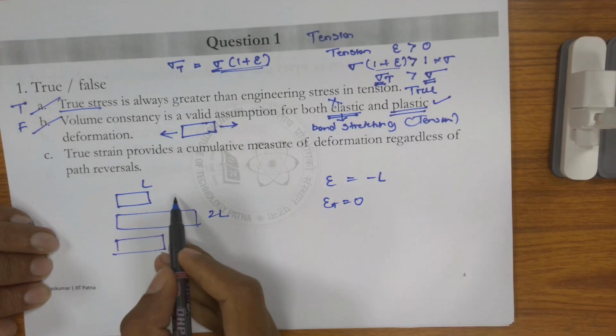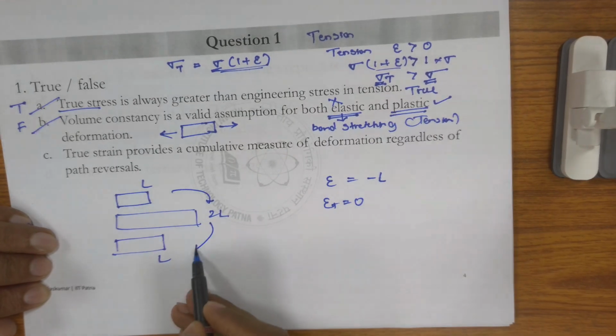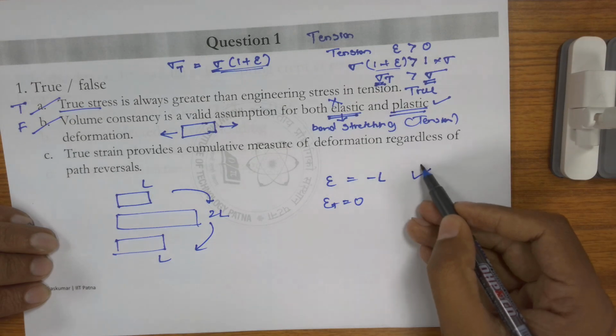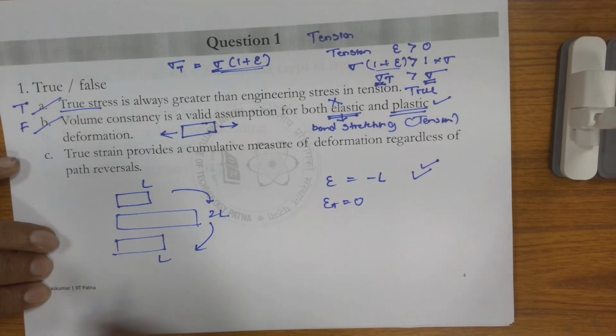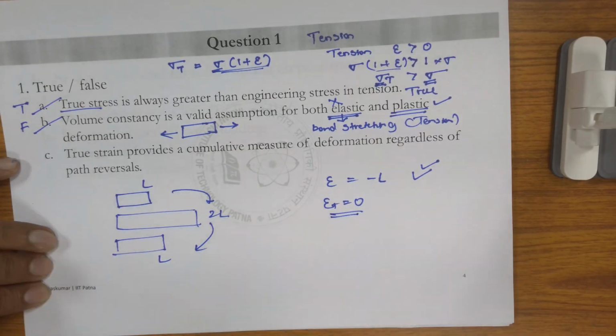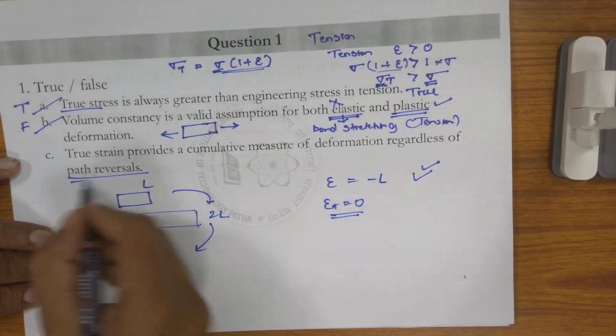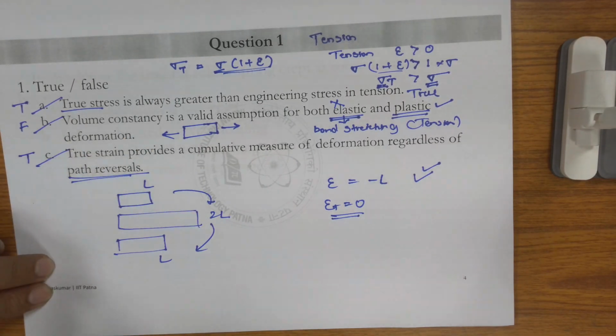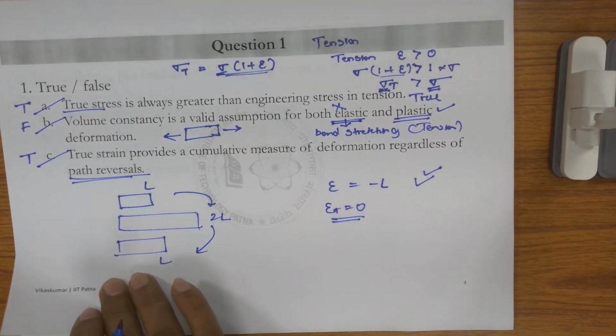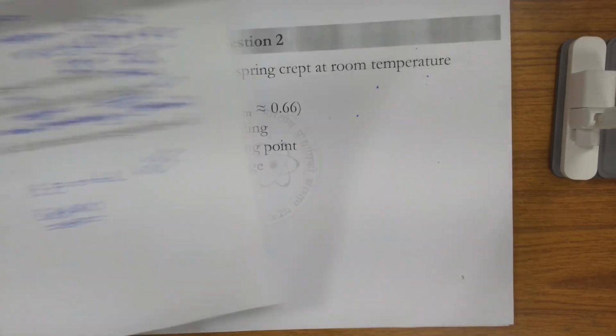So even though we took this path reversal, the engineering strain was not able to give the significant value which we are looking for, while the true strain is giving the valid value. The path reversal is considered under the true strain. So we can write that as true. Okay, let's move to the next question, question number 2.